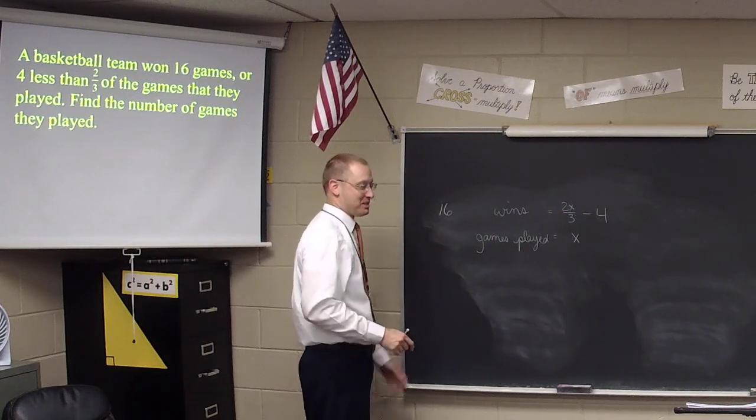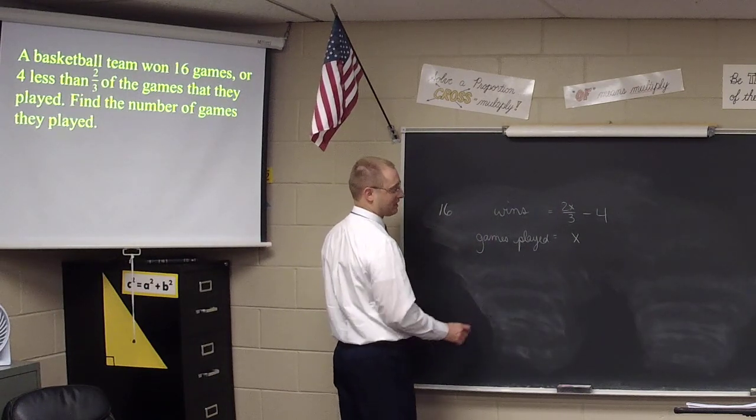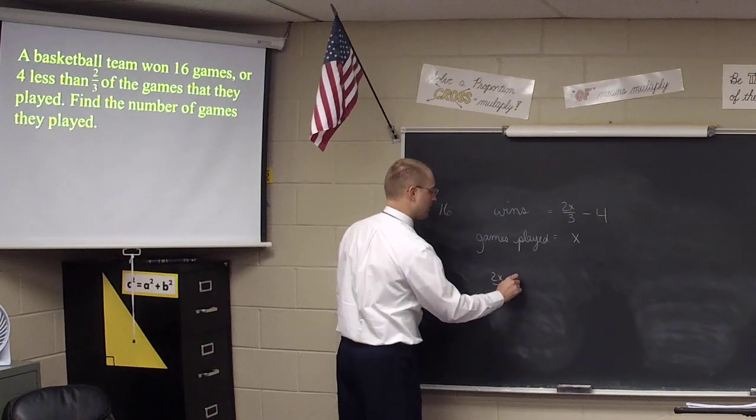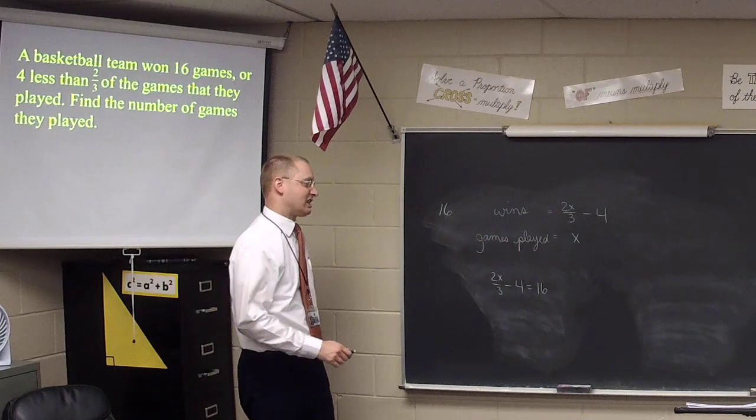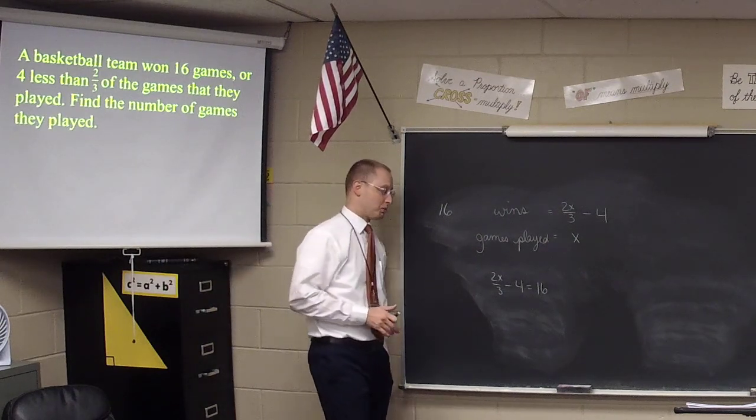So what should the equation be here, Joshua? 2x over 3 minus 4 equals 16. There we go. 2x over 3 minus 4 equals 16. You just set the two ways equal to each other.